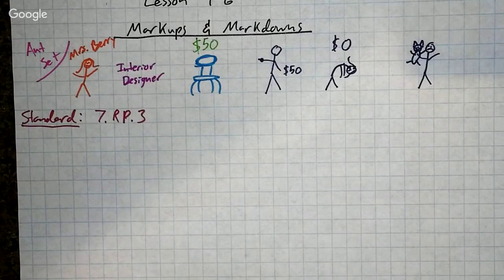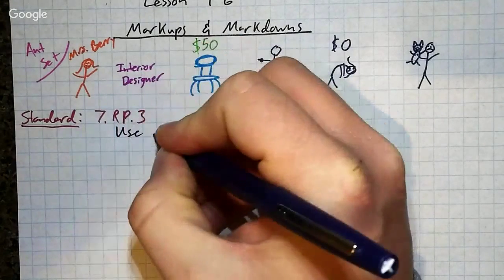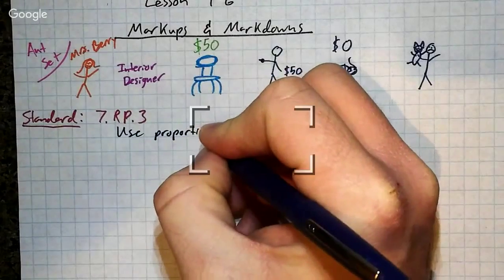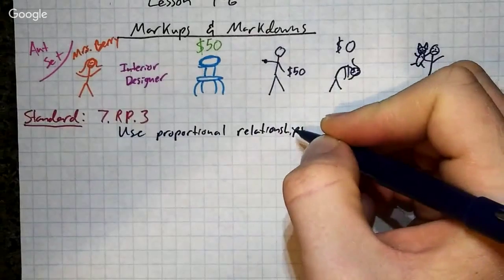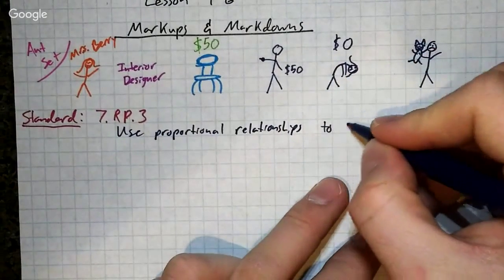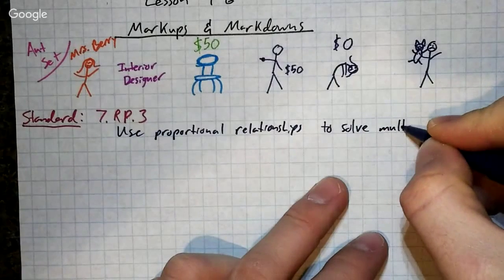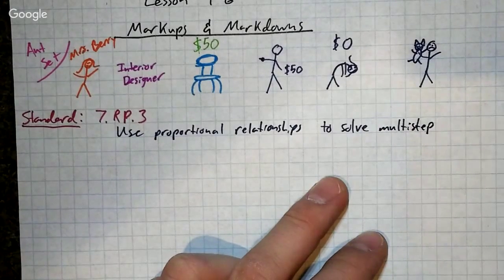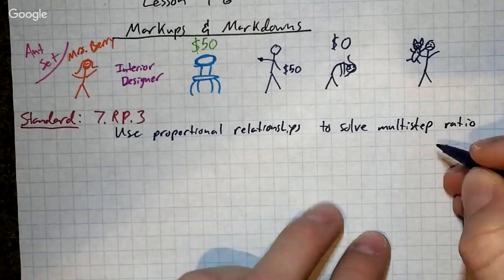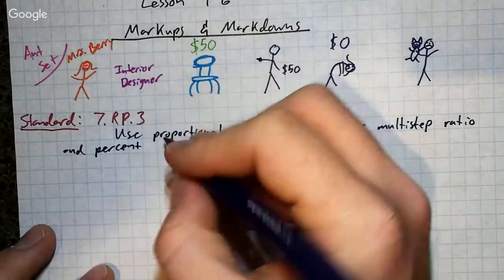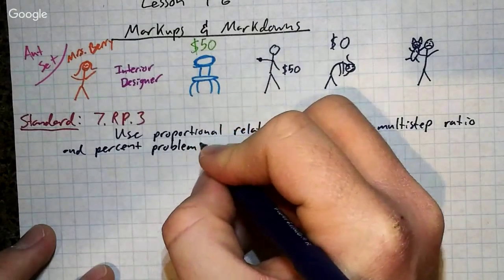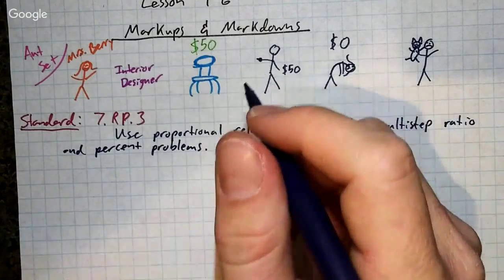And what 7.RP.3 states is: use proportional relationships to solve multi-step ratio and percent problems. Now, that's all the standard says.